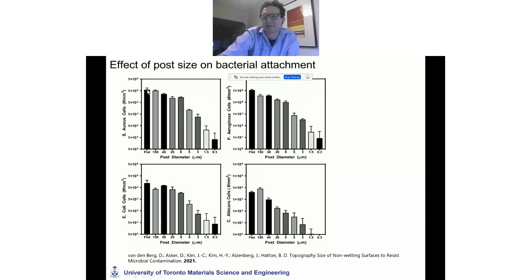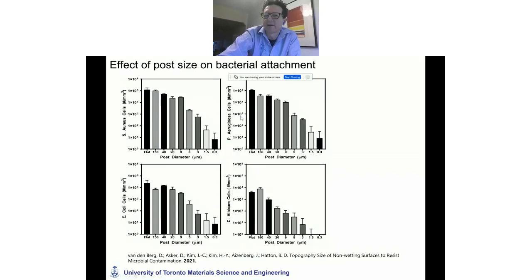If you see for Staph aureus here, there's the flat control. There's the 150 micron posts, and it goes progressively down as you get to smaller and smaller features, down to, let's say, 0.3 microns here. It's on an order of like a log 4. So 10,000 times difference between the large posts or the flat surface down to these small nano posts.